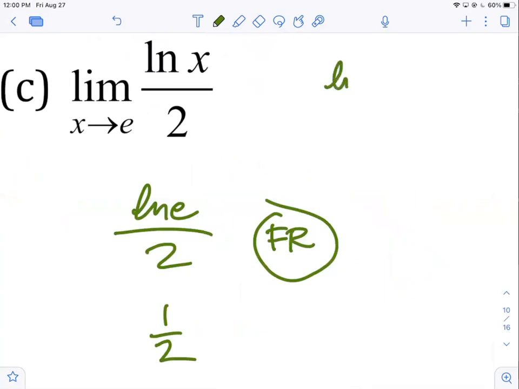And you really need to know that the natural log of 1 is 0, the natural log of e is 1, and of course the natural log of e squared is 2, the natural log of e cubed is 3.